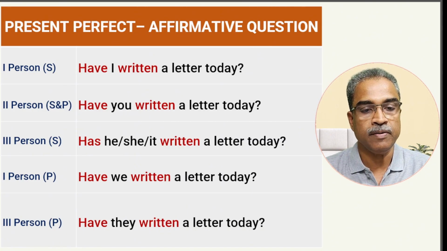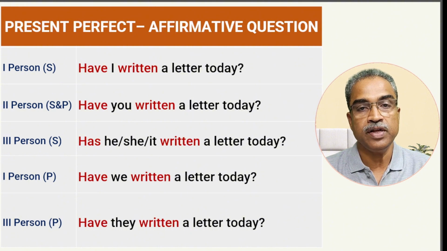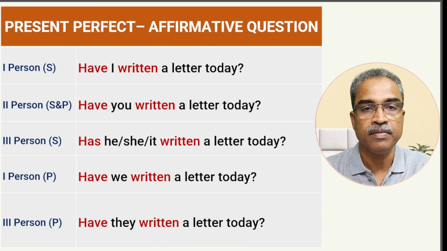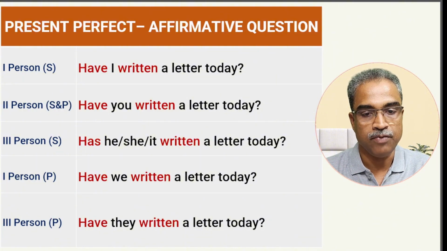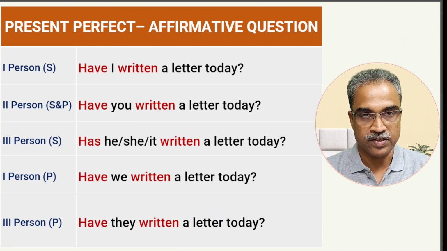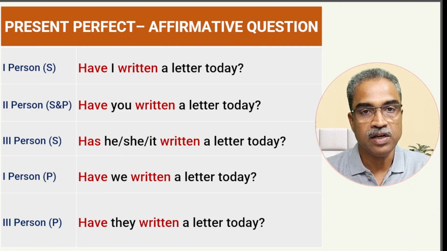So first person singular, we have: I have written a letter today. The statement would be, I have written. Now the question will be, have I? Have I written a letter today? And in the second person, you have written is the statement. And the affirmative question will be, have you written? Have you written a letter today? And third person singular, he, she, it has written. And naturally, the question format will be, has he, has she, has it written a letter today?